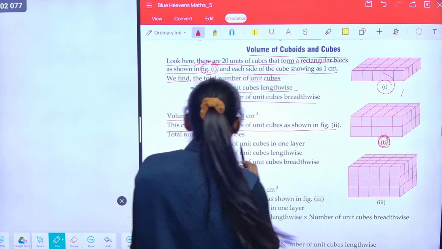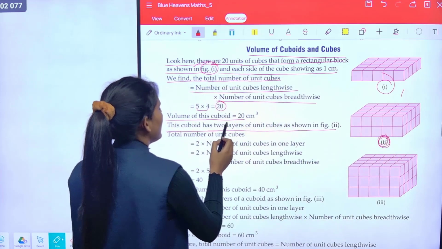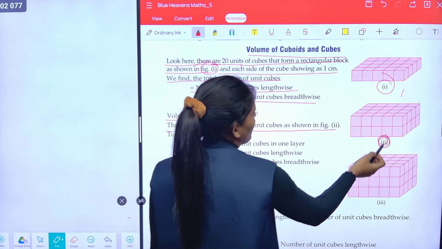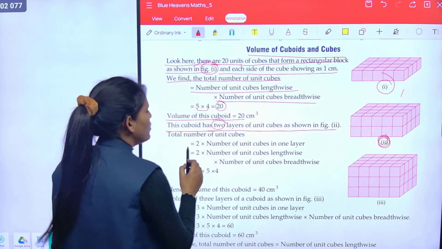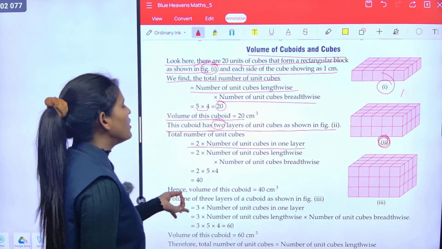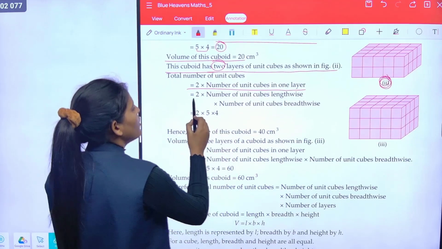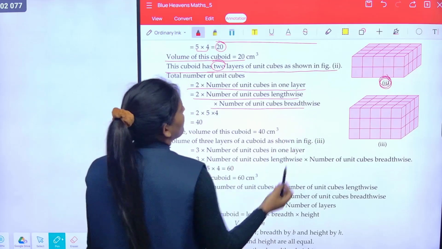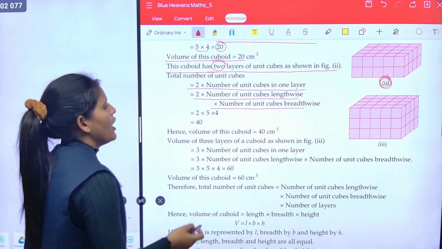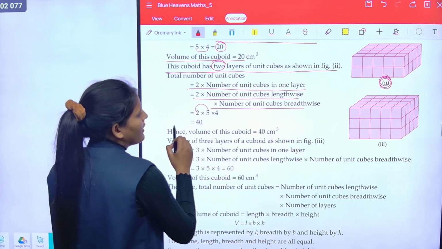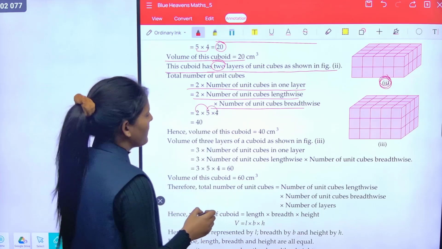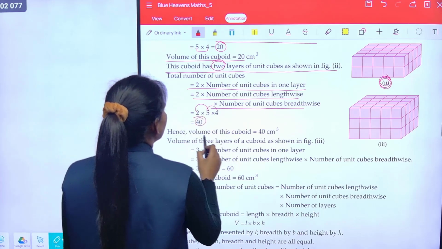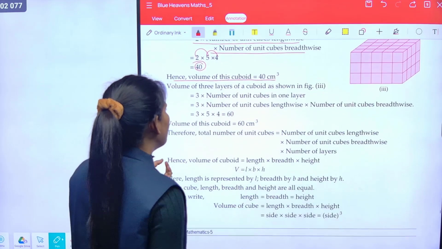Now it has two layers of unit cubes as shown. There are two unit cubes in one layer lengthwise, multiplied by five unit cubes breadthwise. Now 2 multiplied by 5 multiplied by 4 is 40. Hence the volume of this cuboid is 40.